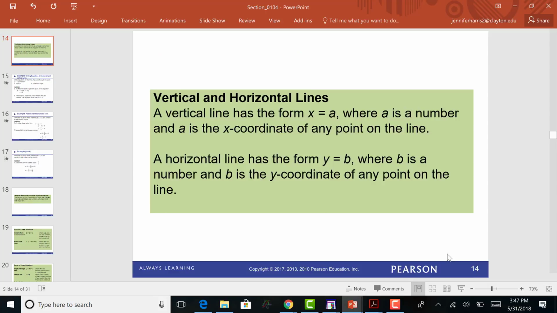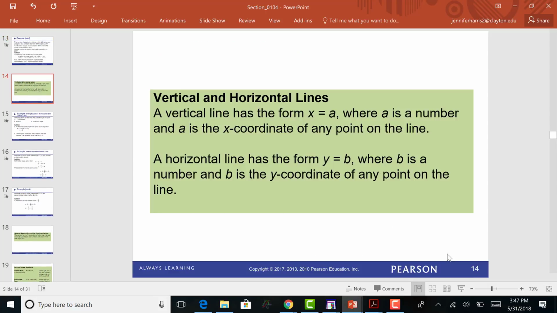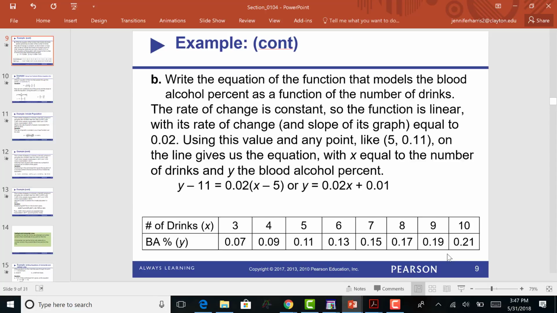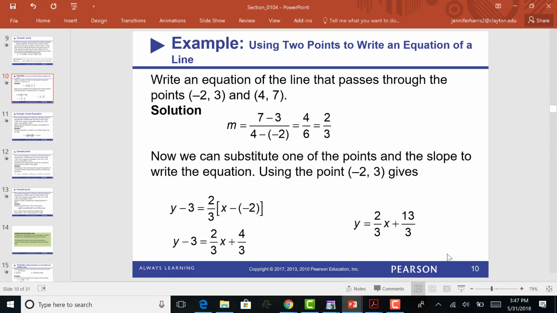All righty. Just to make sure, we're talking about creating lines. Remember, we talked about creating a line. Do you remember we talked about the blood alcohol percent? Yeah, we did that conversation. Did I also tell you that there are three types of situations for creating linear equations?